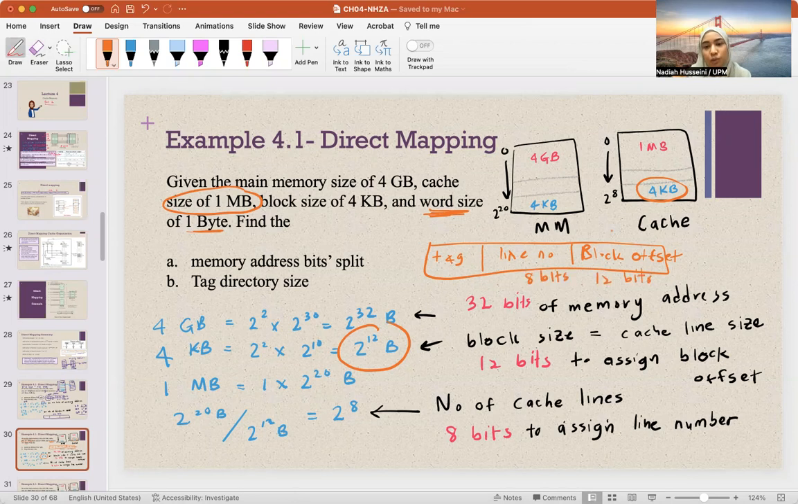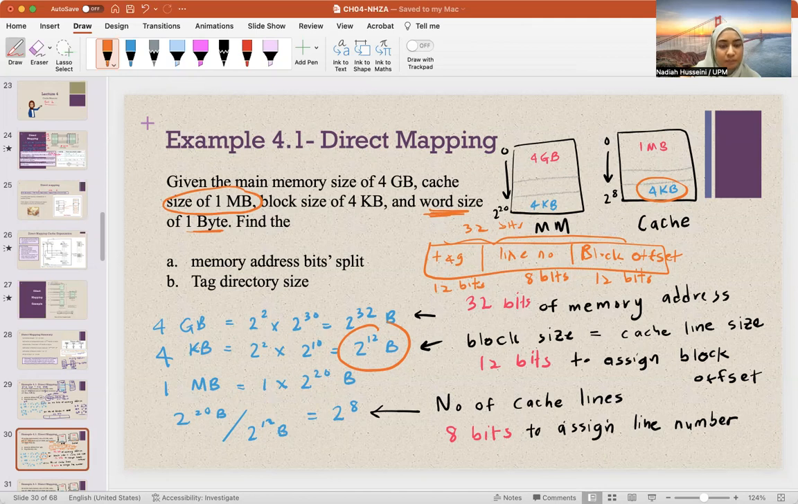Okay, so we know that the total size of the main memory address is 32 bits, right? Which means that we already know how many bits is our tag. If my math is mathing, it's supposed to be 20, I think. No, it's 12. So the total is 32 bits, you minus the 8 bits and minus the 12 bits. This is 20 in total, so you would get 12 bits as your tag.